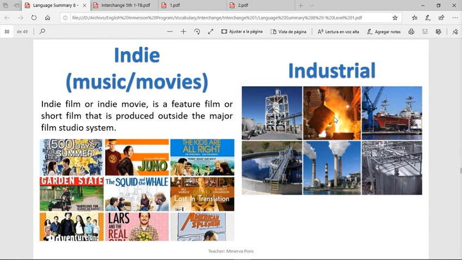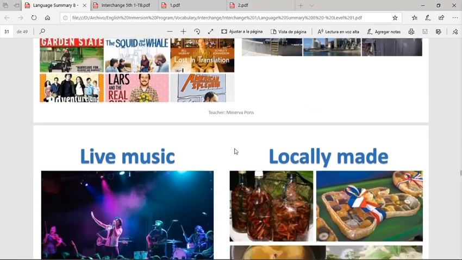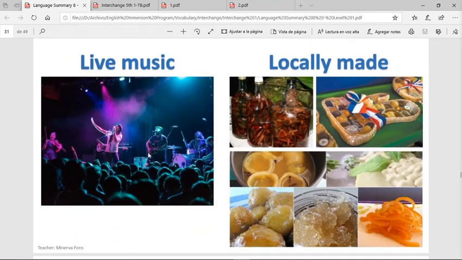Industrial. This is industrial. Industrial is something related to the industries. Live music. This is music that is live. It's at the moment. It's right now. It's happening. You can listen to them and see them sing. Locally made. Locally made are things that were done in a specific country or in a specific place. For example, these candies are made here in the Dominican Republic. All of this. This looks like fish.